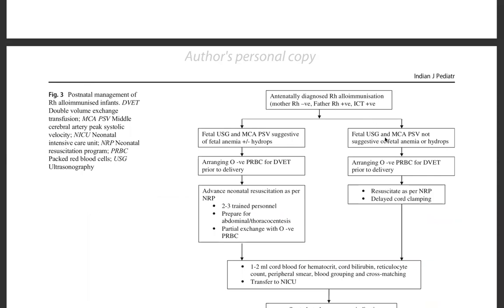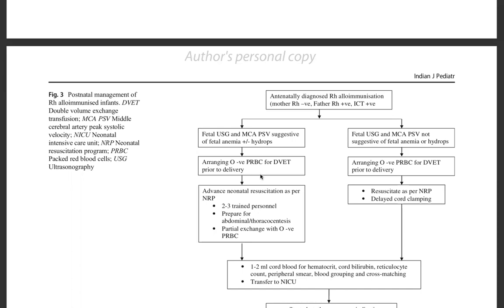So there can be two situations. One situation is, fetal USG and MCA peak systolic velocity suggestive of fetal anemia. There may be hydrops, may not be hydrops. Another situation is not suggestive of anemia or hydrops. There is no hydrops or anemia. Another thing is there is anemia and hydrops. So how do you approach both things? One is a very serious emergency.